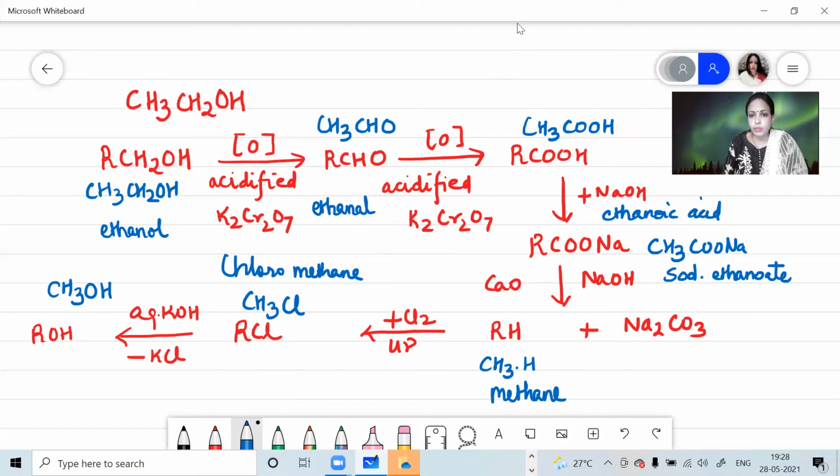I hope the session was fruitful. The topic is clear to you all. You can convert any alcohol, be it lower to higher or higher to lower. That is why I have discussed the entire conversion in terms of R, so that as per the requirements, you can always replace your R with the required alkyl group.